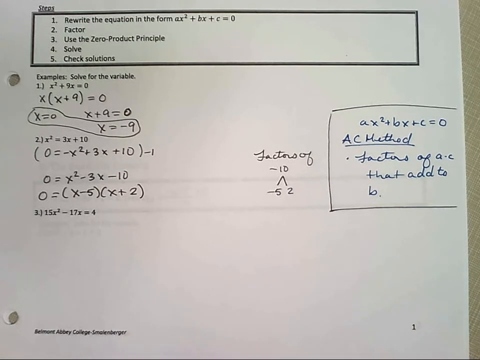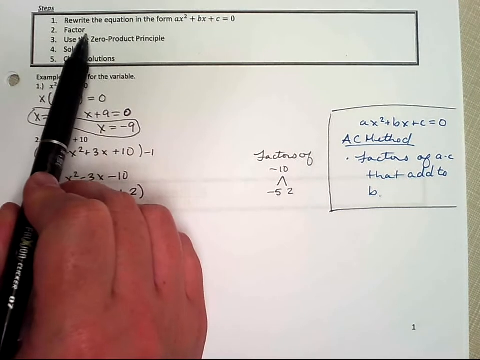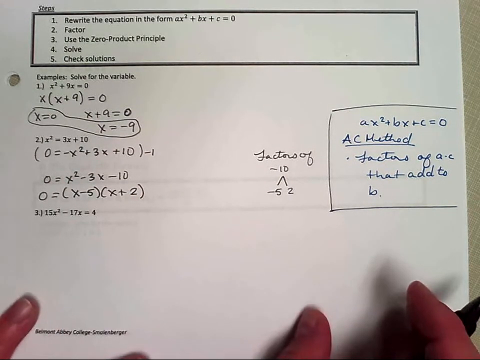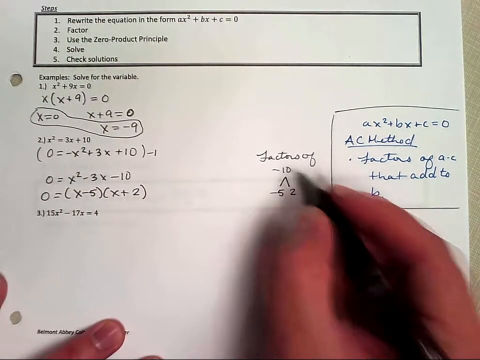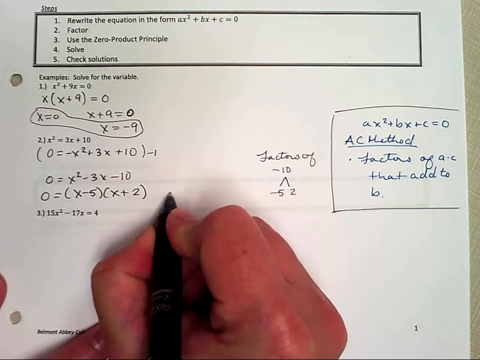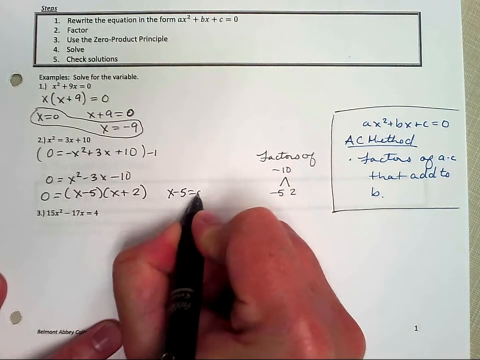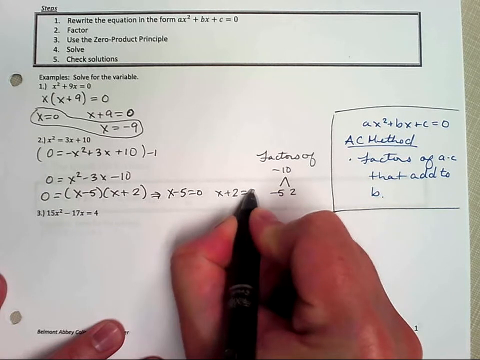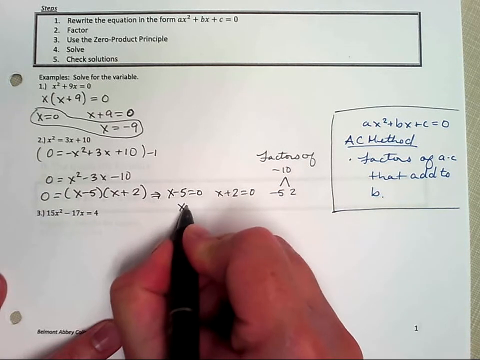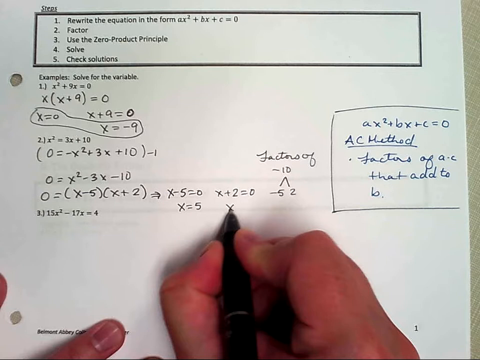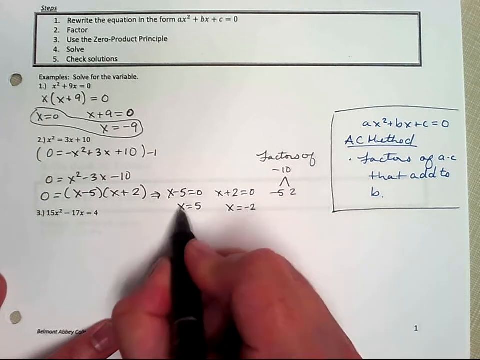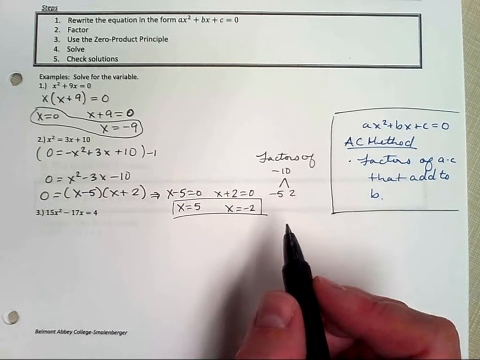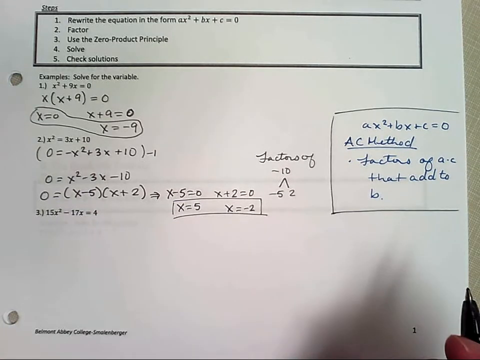Okay, so now I've factored. My next step is to set each term equal to 0, right? So I have x minus 5 equals 0 and x plus 2 equals 0. I'm going to add 5 to both sides. I get x equals 5. I'm going to subtract 2 from both sides, and I get x equals negative 2. So those are my answers.